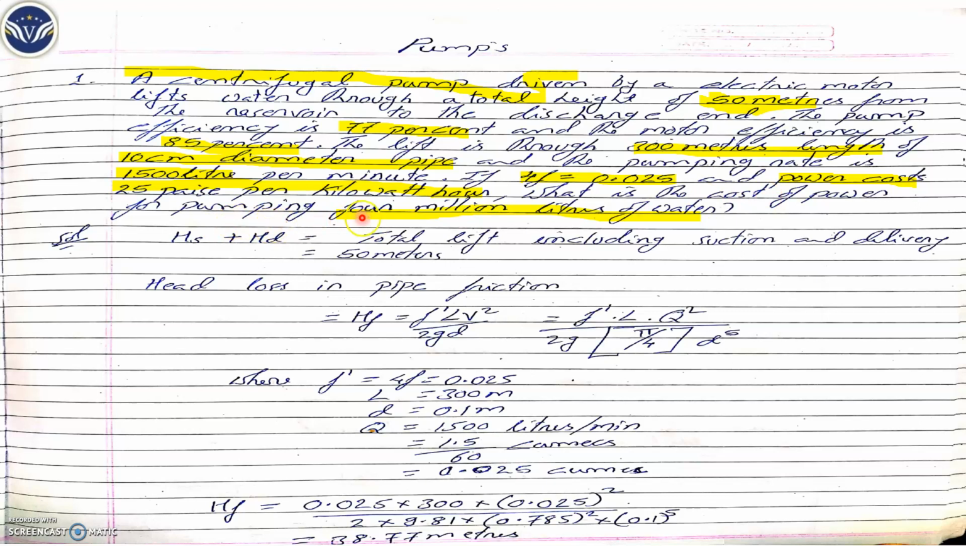the cost for pumping 4 million liters. What is the cost of pumping for 4 million liters? So when you have got the power cost, it is around 25 paisa per kilowatt hour. Okay. So per kilowatt hour.